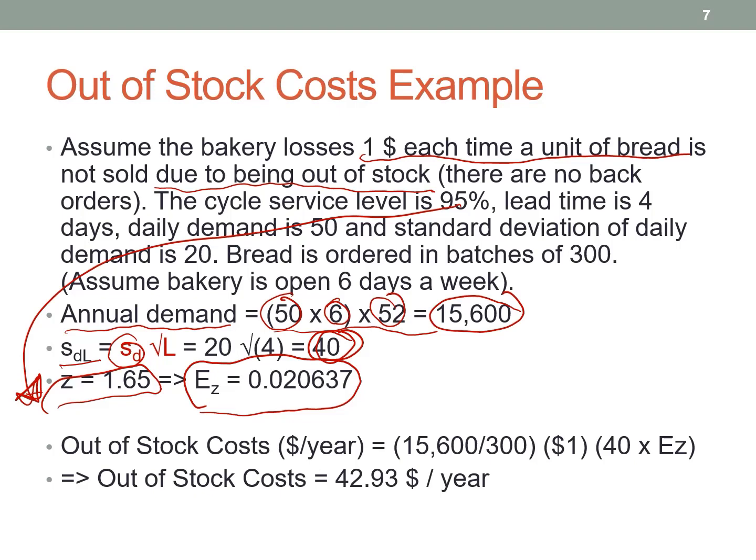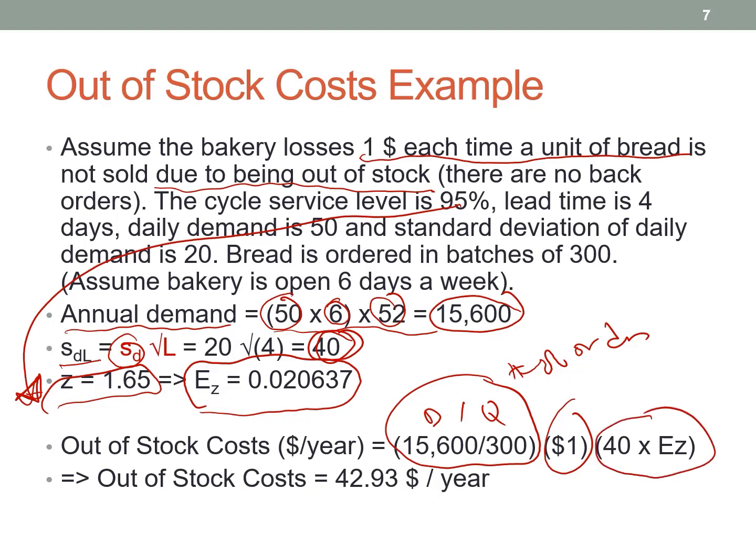So we plug everything into the out of stock formula. D over Q gives us the number of orders in a year. K tells us the cost per unit we are out of stock, and how many units we're out of stock in an ordering cycle is 40 times E(Z). This is SDL times E(Z). When we solve the whole equation, we end up with an out of stock cost of $42.93 per year.